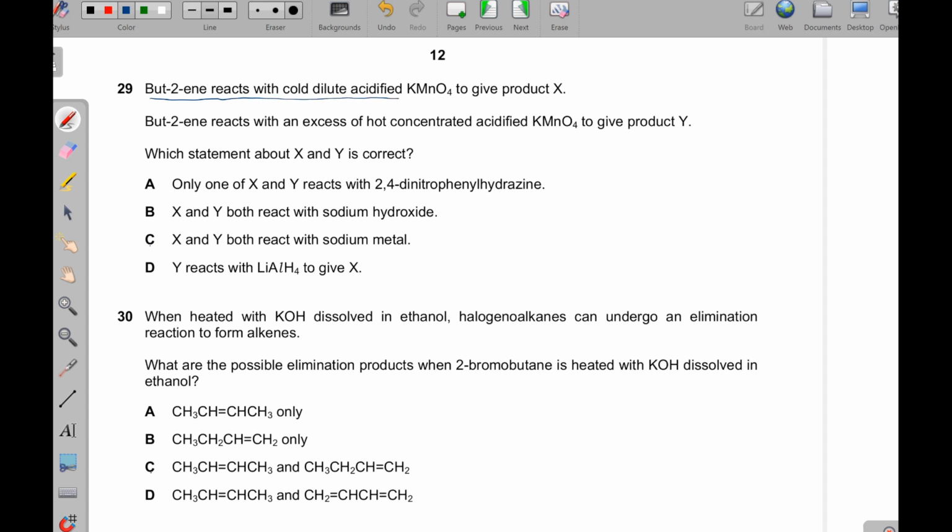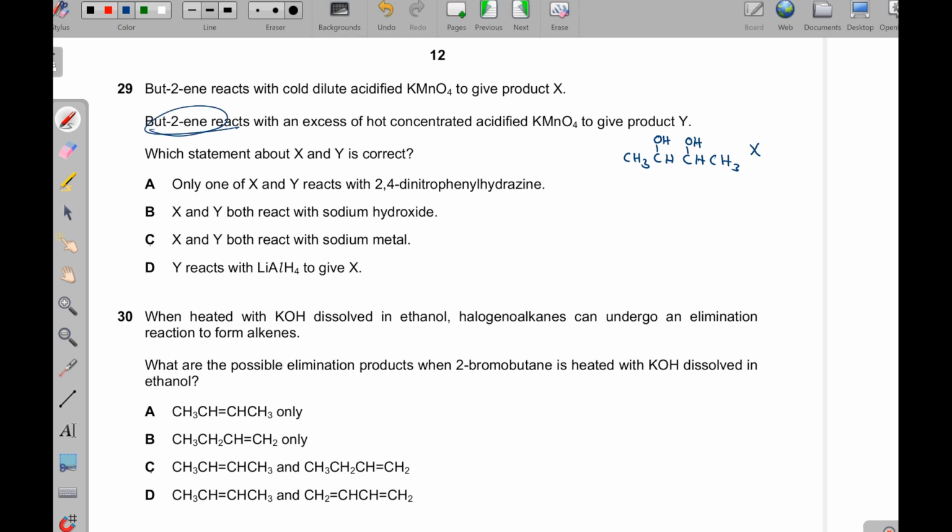Question 29. But2-yne reacts with cold dilute acidified potassium permanganate to give product X. But2-yne reacts with an excess of hot concentrated acidified potassium permanganate to give product Y. Which statement about X and Y is correct? Now let's see. Here, with cold dilute acidified potassium permanganate, alkenes produce what we call diols. So which diol are we going to have? CH3, then CH, remember there's CH here, and then CH3. So with this double bond there, it goes away, and then we have an OH here, and then an OH here. This is our X.